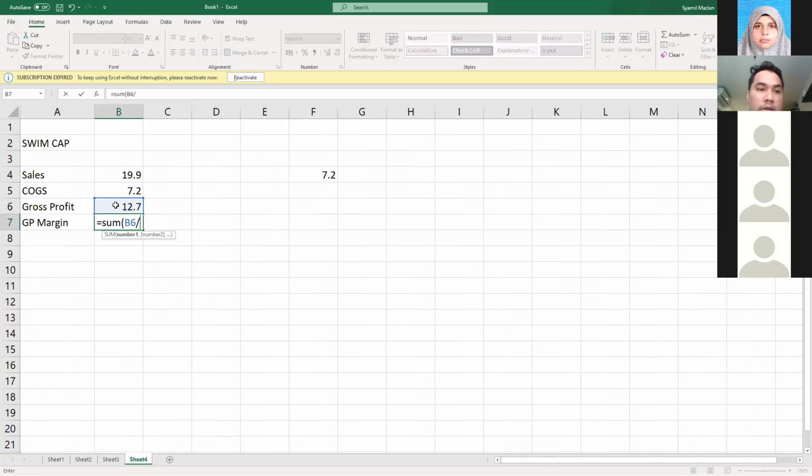And how do you want to know your gross profit margin? Gross profit divided by sales. And then you multiply by 100. See? The gross profit margin is about 63% for one swim cap. So if you want to start the business, do you want to sell a burger or a swim cap?